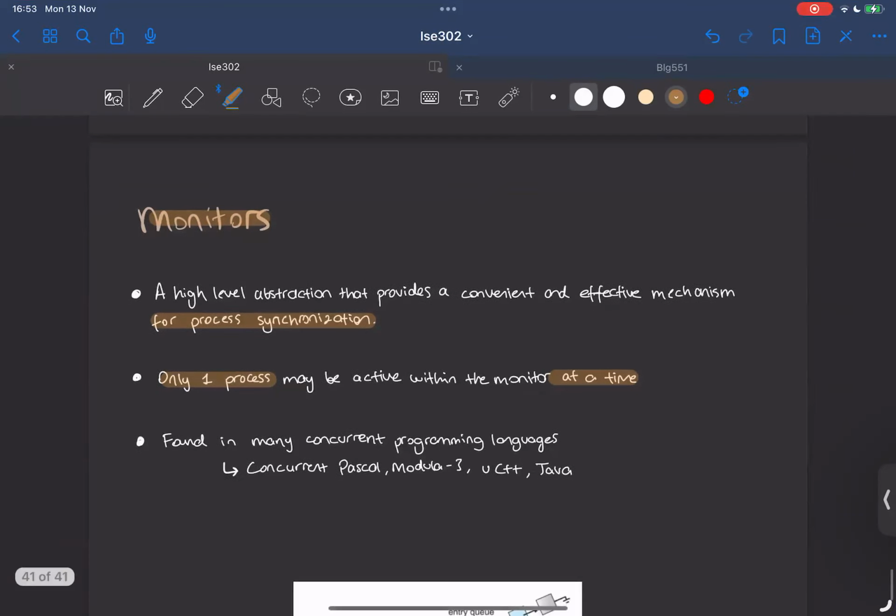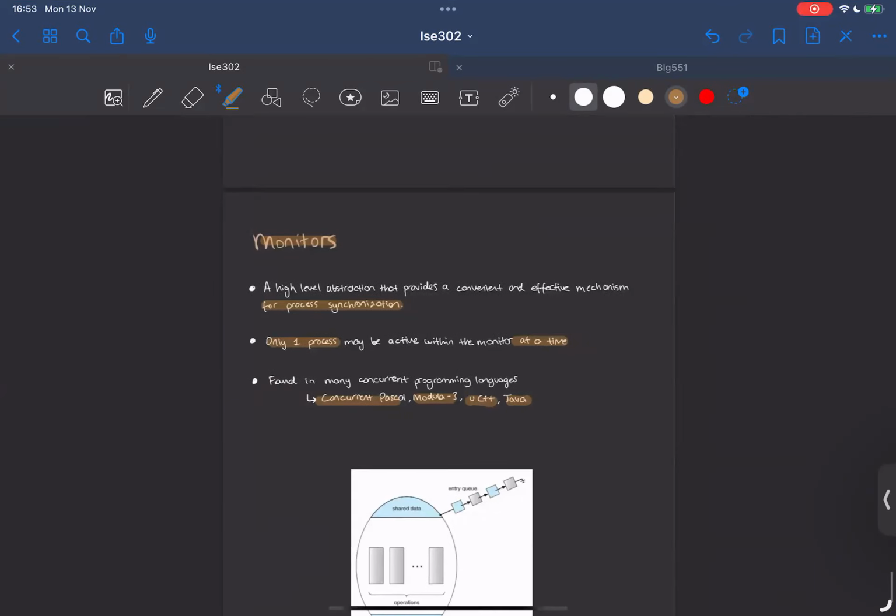So various types of monitors exist and they are found in popular concurrent programming languages like Concurrent Pascal, Modula-3, C++, and Java. Interestingly, monitors can be implemented using semaphores. So next week, we will explore some classic concurrency problems. We'll examine the producer-consumer problem, which involves balancing data production and consumption. And then we will explore the readers-writers problem, where multiple readers need access, but writing must be exclusive. Lastly, we will see the dining philosophers problem, which focuses on sharing resources without encountering deadlocks.